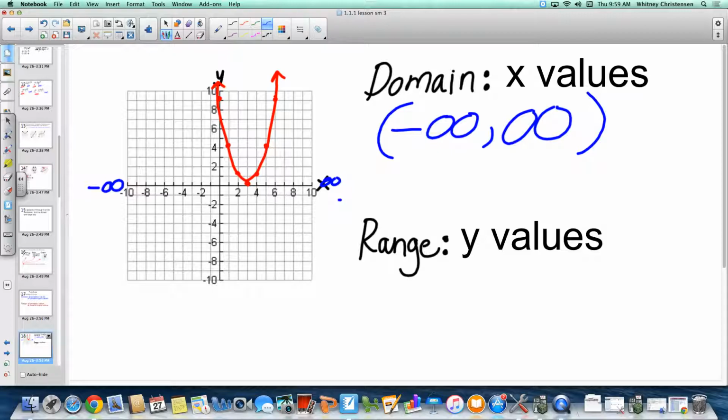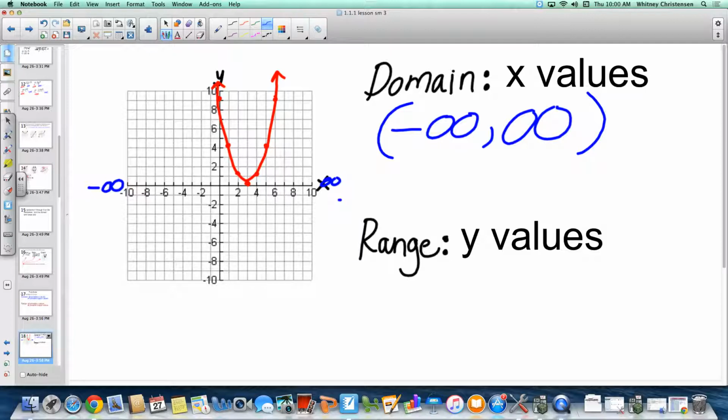Okay, range. Range is y value. So now you gotta shift your eyes, shift your brain. It does not matter that it's growing that way and that way forever. We're talking up and down. So let's look at this. I'm gonna start from the bottom and work my way up. Where does my graph start? At 0. We don't care how far left and right. We're talking up and down. Does everybody see how that starts at 0? Yes.